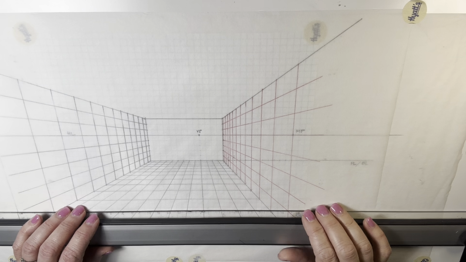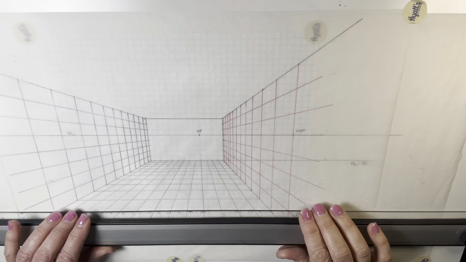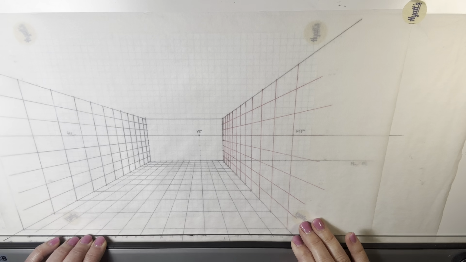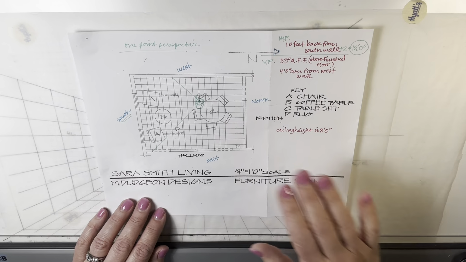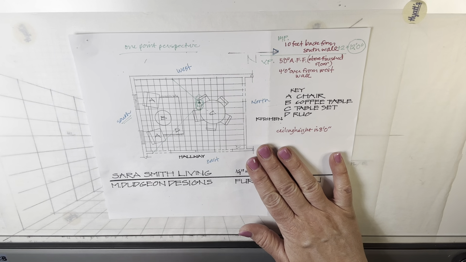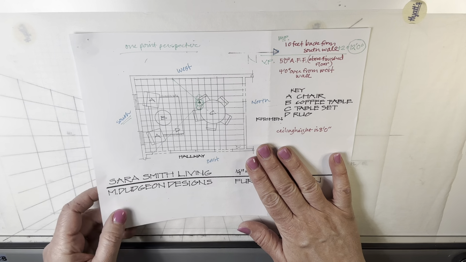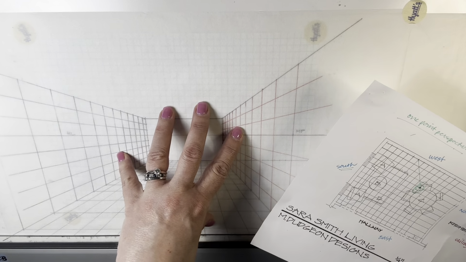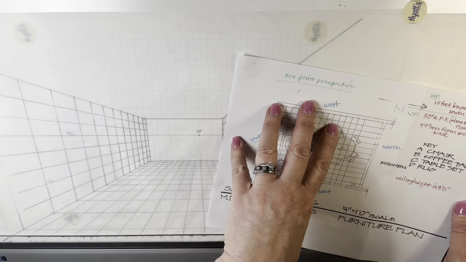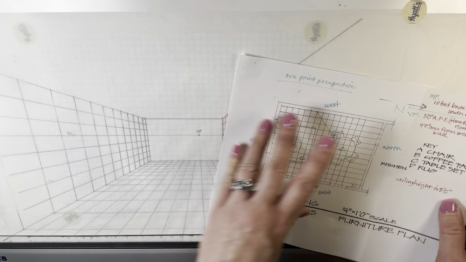Hello and welcome. You're watching a video about creating a one-point perspective, and this is the room that we are drawing the perspective of. You're seeing what was already created to draw the grid itself, to know how to draw this perspective.